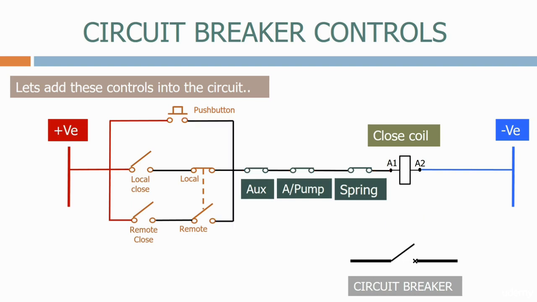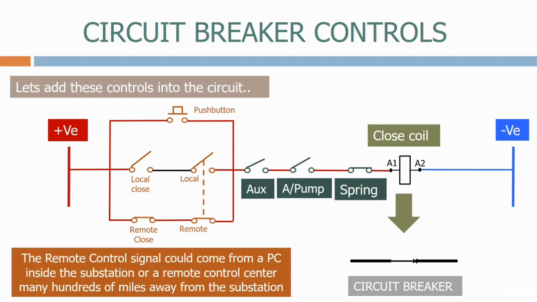Let's now reset the system. Let's now operate the local close switch. The breaker now closes. Let's now reset the system. Operate the local remote switch to put it into the remote mode. And operate the remote close. The remote control signal could come from a PC inside the substation or a remote control centre many hundreds of miles from the substation.